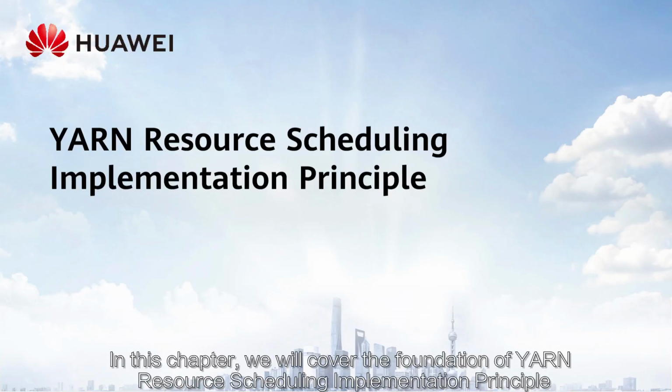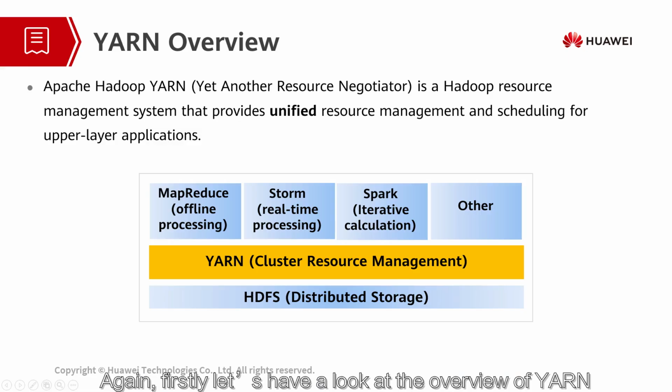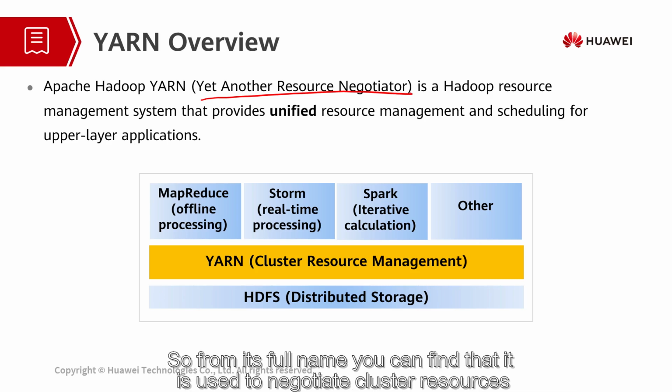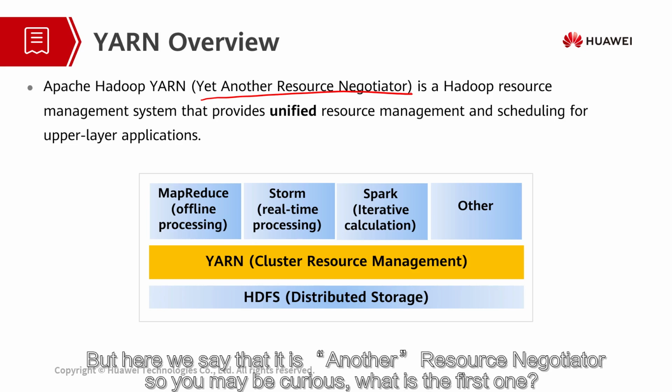In this chapter, we will cover the foundation of YARN resource scheduling implementation principle. Again, firstly, let's have a look at the overview of YARN. So YARN is actually an abbreviation of Yet Another Resource Negotiator. From its full name, you can find that it is used to negotiate cluster resources. But here, we say that it is another resource negotiator. So you may be curious, what is the first one?